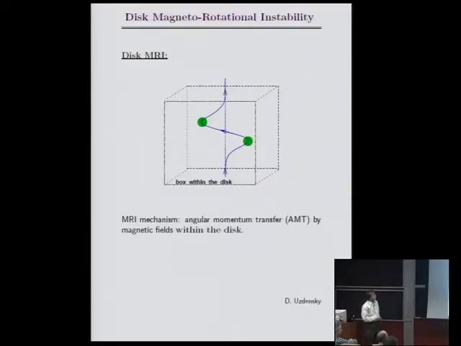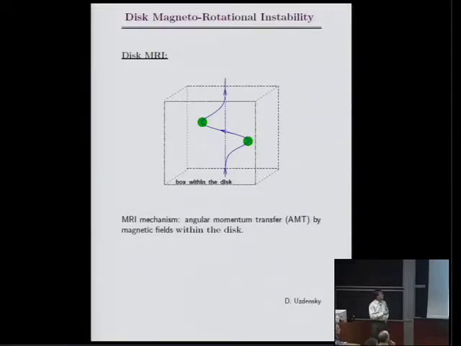All right, okay. So how does the usual magnetorotational instability work inside of the disk? The basic mechanism of MRI is the transport of angular momentum by the magnetic field connecting, say, these two blobs of plasma inside of the disk.